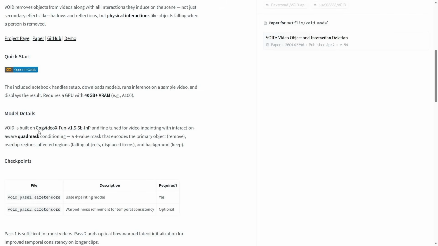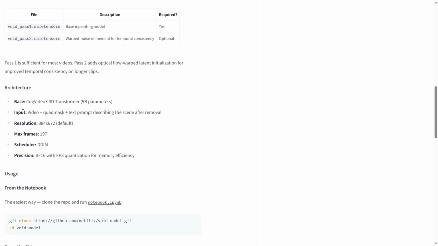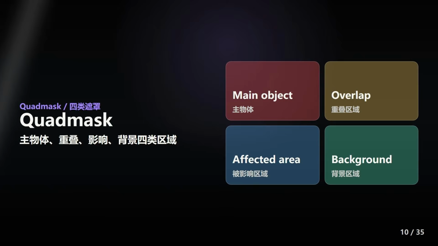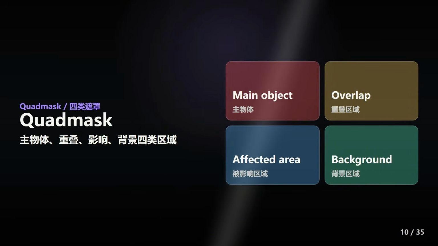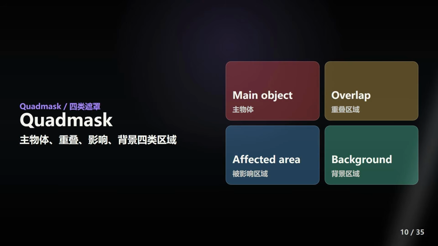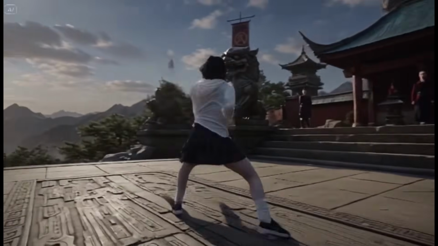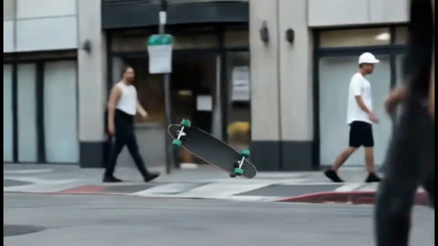From the official materials, Void is a video inpainting model, fine-tuned based on Gen Fun, Gen V5 Gen B Gen IMP. It uses a very important concept called a quad mask. This quad mask is not a normal black and white mask. It divides the area into 4 types: the main object region that needs to be removed, the overlapping region, the affected region, and the background region that should be preserved. This is why it can handle interaction effects. Of course, that is one of the complete features of the full model. Inside ComfyUI, the mask we actually use is still only one type.